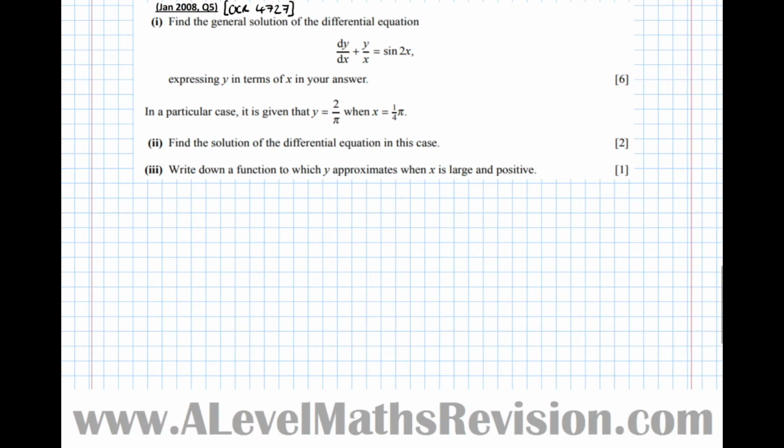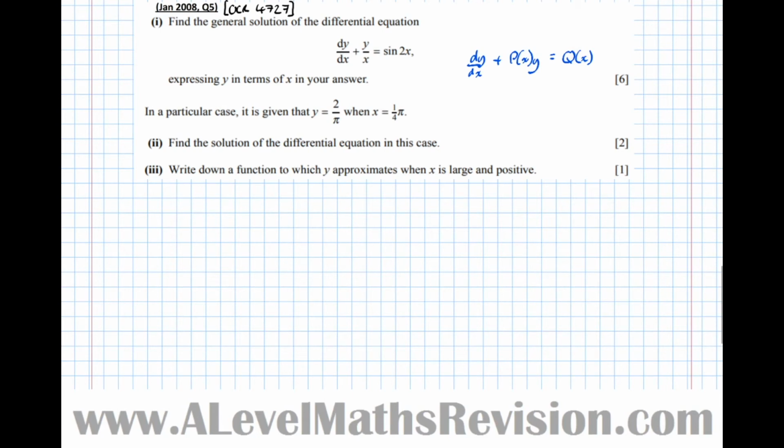So with this one, we need to get it of the form dy by dx, as we saw before, plus p of x y equals q of x. Well, luckily it's already in that form. The dy by dx is on its own. We've got a function of x attached to y, i.e. 1 over x attached to y. And on the right-hand side, sine 2x is just a function of x on its own.